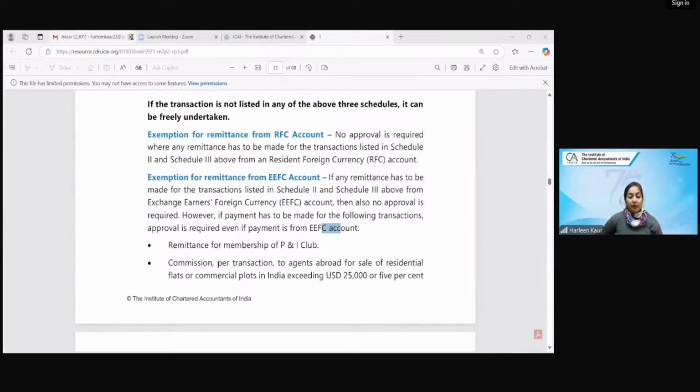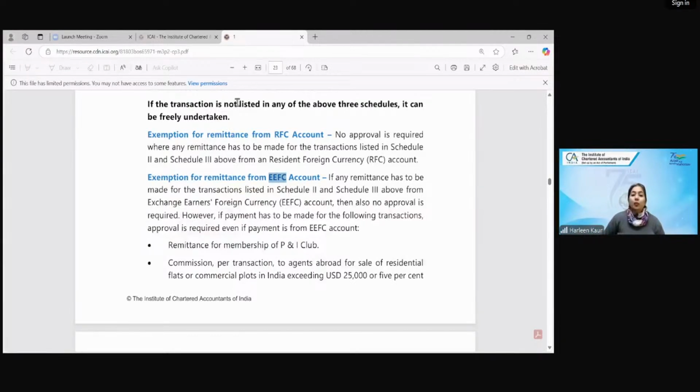Before we move to capital account transactions, there is a small point related to exemption from the remittance of RFC accounts and EEFC account. Now, what is the meaning of RFC account? That is resident foreign currency account. These resident foreign currency accounts are like the current accounts. What is the meaning of current account in an Indian bank? If you're having a current account, it means the account that you use for business transactions.